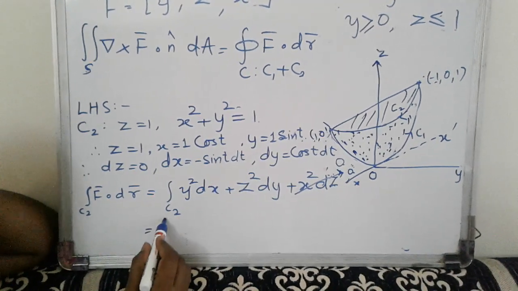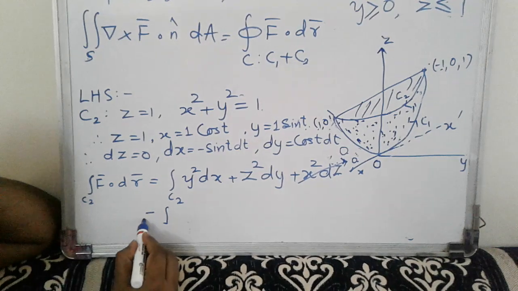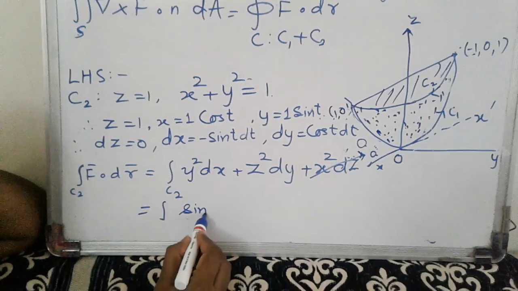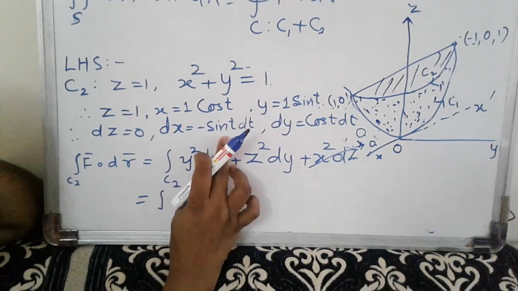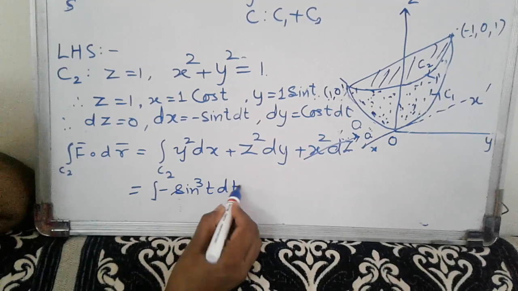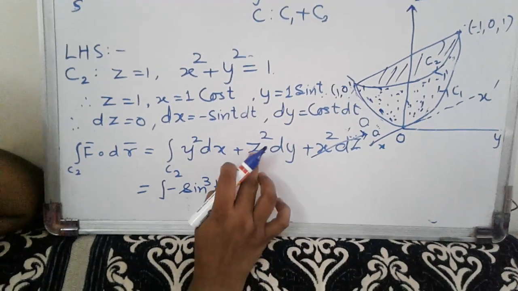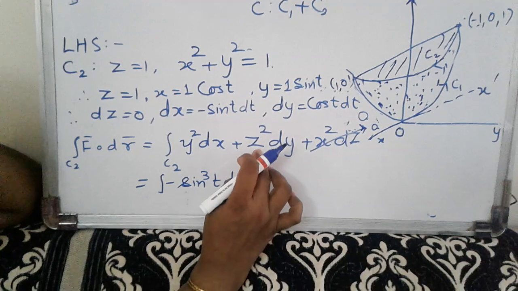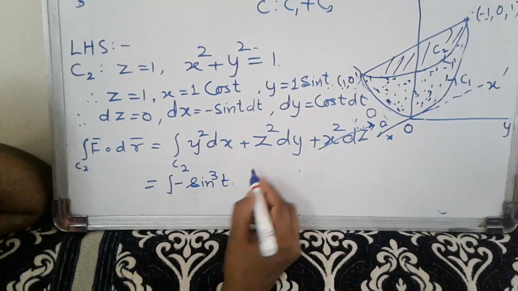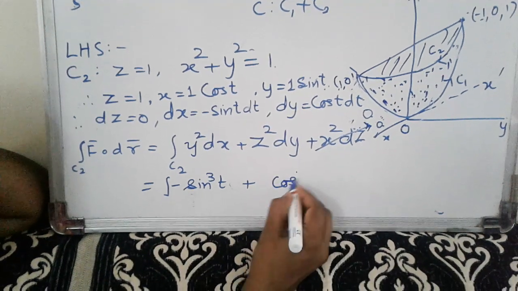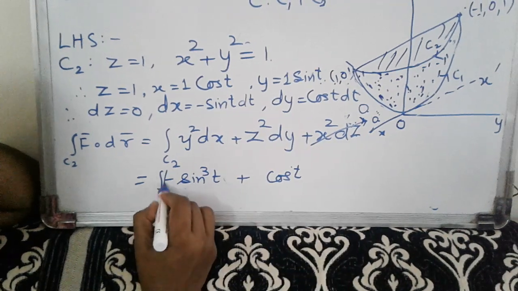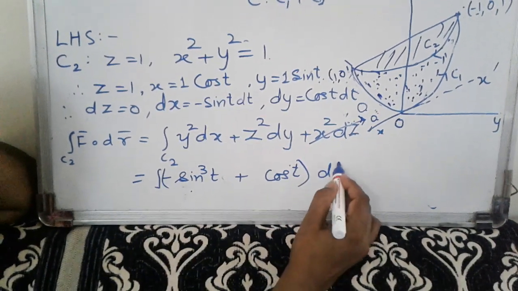Let's substitute the values now. Y square. So y is sin t, so it will be sin square, and dx substitution minus sin t makes it minus sin cube t dt, plus z is equal to 1, so z square is 1, dy substitution, so this is plus cos t dt, whole of, I'll take dt out common.